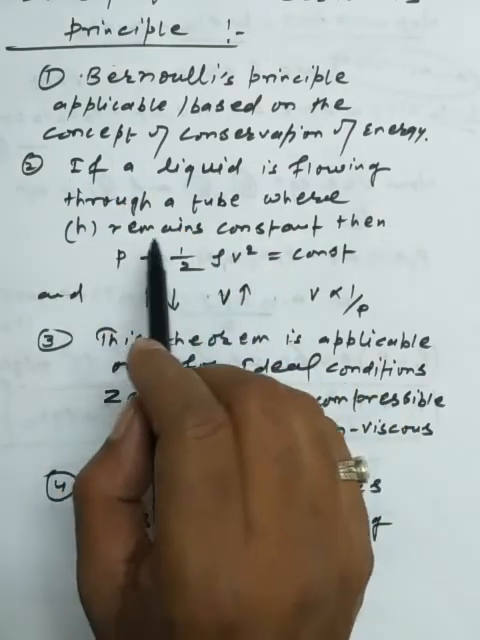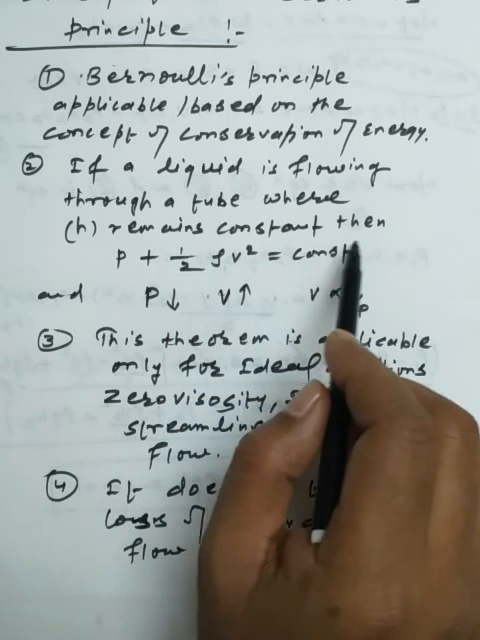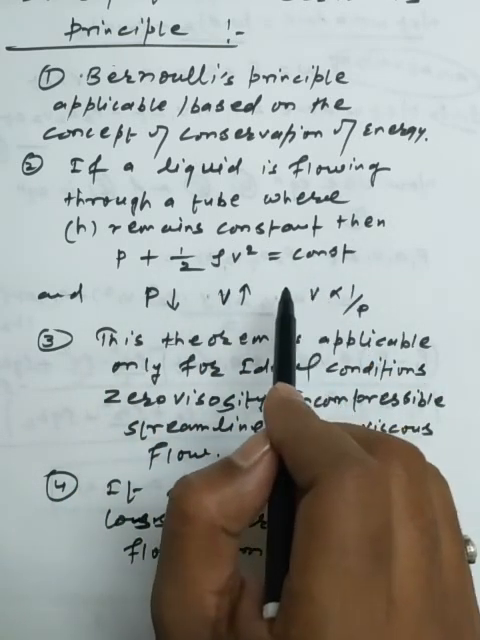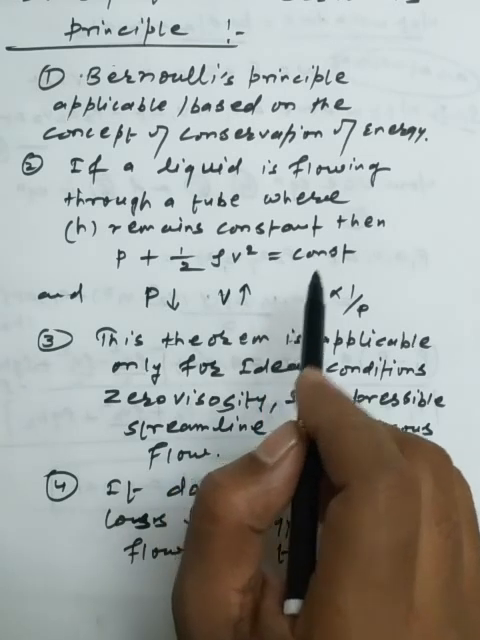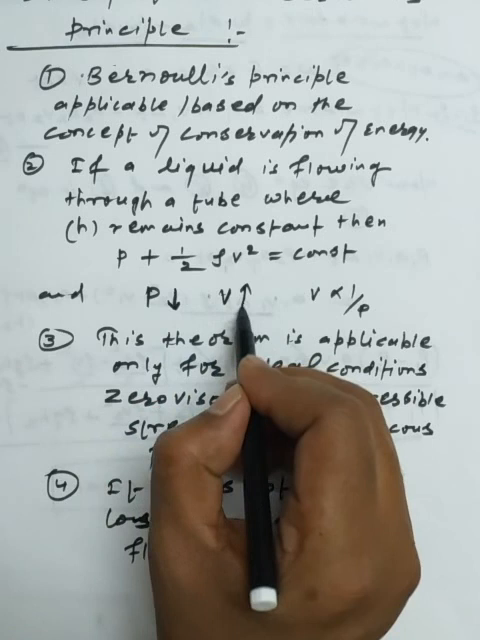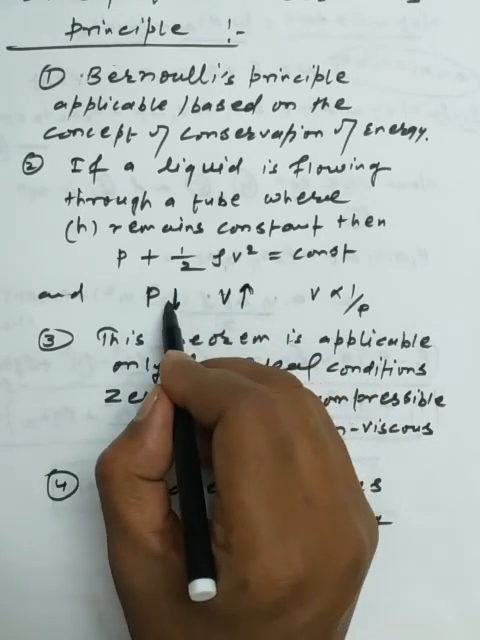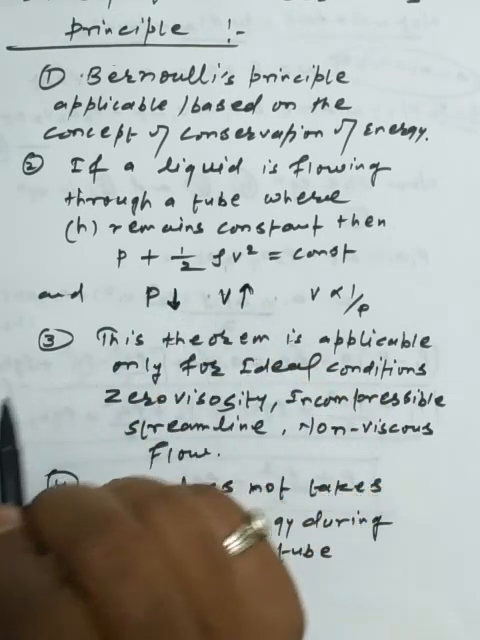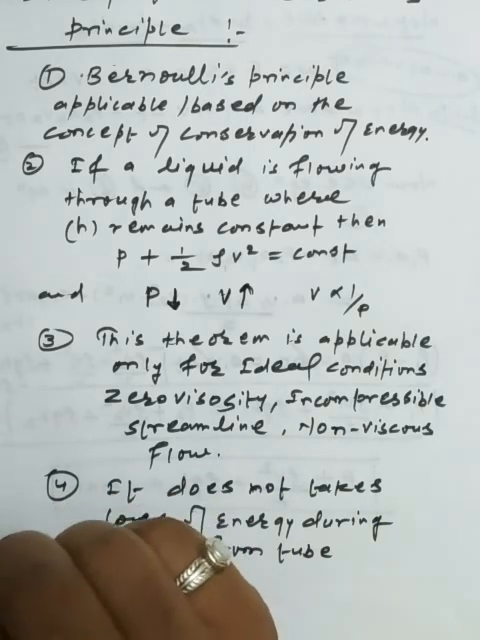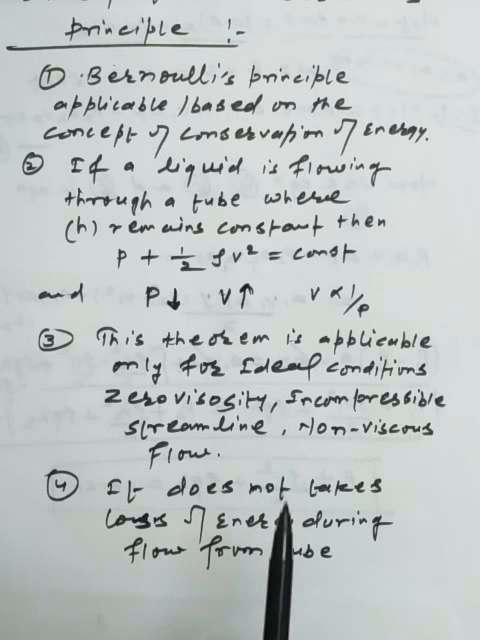If the liquid is flowing through a tube where H remains constant, then we can write the Bernoulli theorem in terms of pressure energy plus half rho v square. It states that as we increase the velocity of the liquid, there is a decrease in the pressure. So we can say that V is inversely related to P. This is another concept we have.